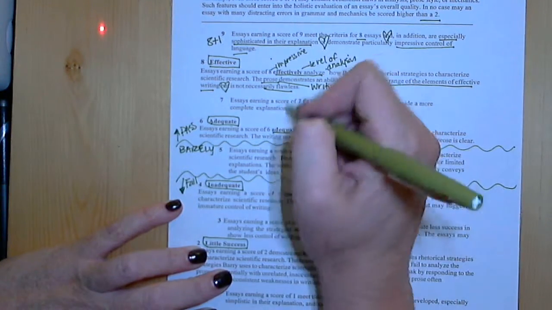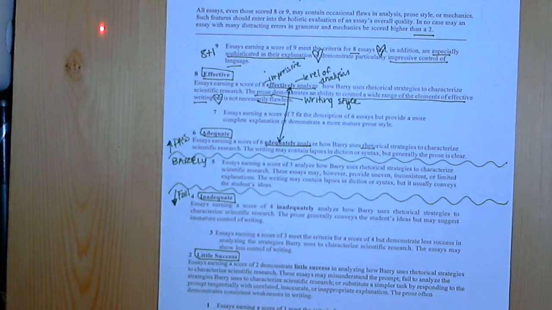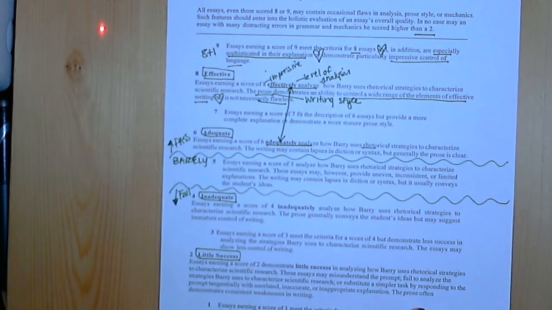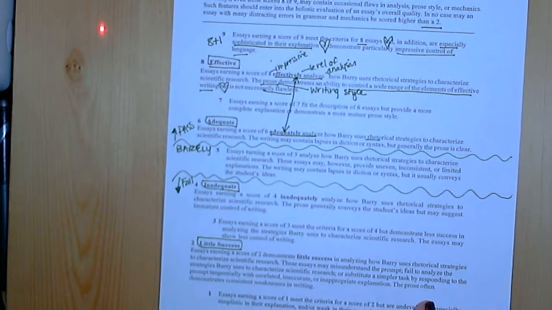So now, look at the difference between effective and adequate. Would you rather be called effective or adequate? Effective. Okay, so what does adequate mean? You're normal. You're average. Who wants to be average? Mediocre, right? Well, at this point, we would die to get a 6, right? So adequate's pretty good, right?